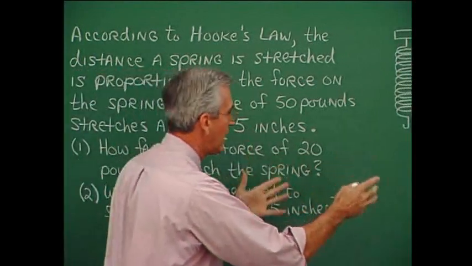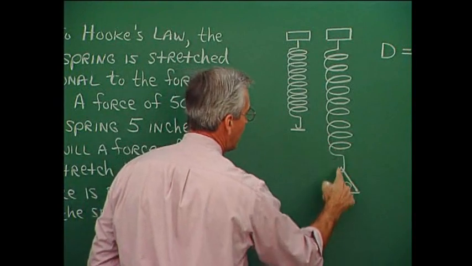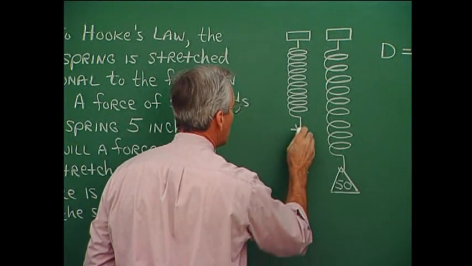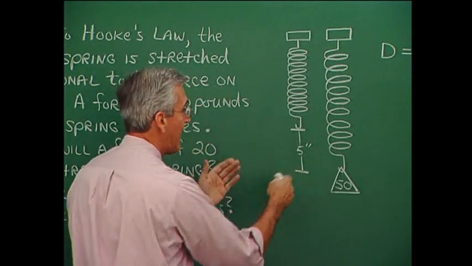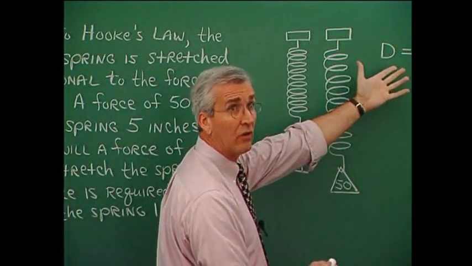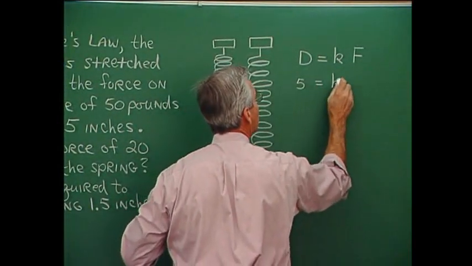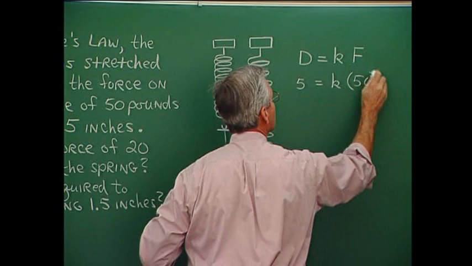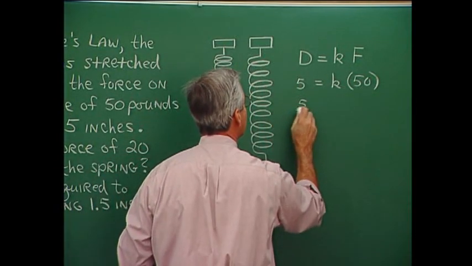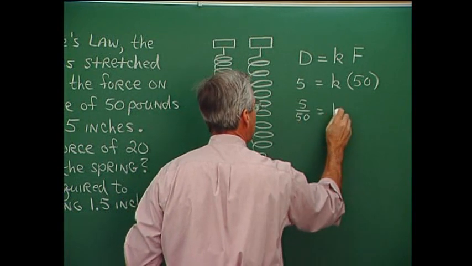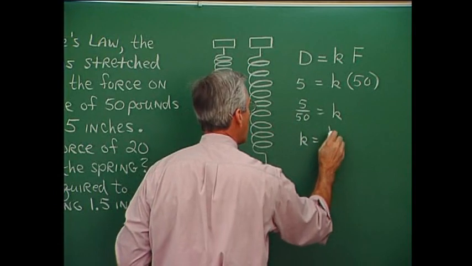Let's come over here and understand what's going on. Here's the spring at rest. We put 50 pounds on it. It comes down to this level. The stretch is 5 inches. See, that's all it says. Now, mathematically, that tells us that a distance of 5 inches is associated with a force of 50 pounds. And this allows us to find k. Divide on both sides by 50. And we find k to be 5 over 50, or k is 1/10.